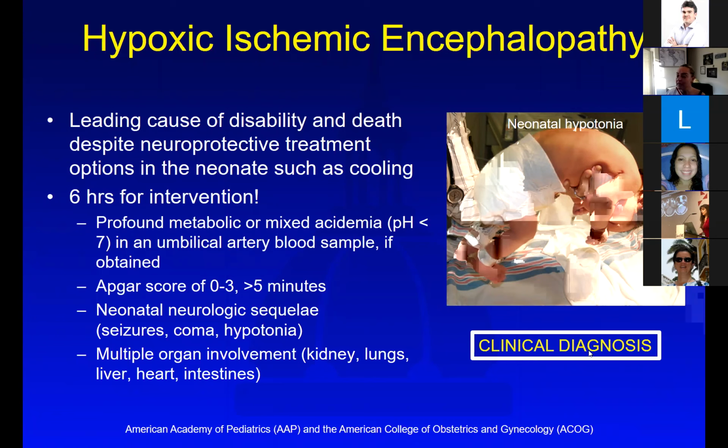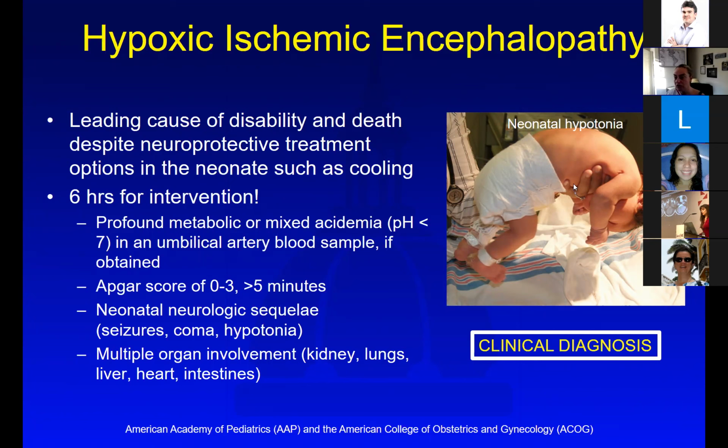This is primarily a clinical diagnosis. In our case, our NICU specialists and neurologists make the diagnosis without utilizing imaging at first, because the standard criteria for this diagnosis set by the American Academy of Pediatrics and the College of Obstetrics and Gynecology want to see profound metabolic or mixed acidemia, ideally from the umbilical artery blood sample, very low APGAR scores, presentation with neurological abnormalities such as hypotonia.